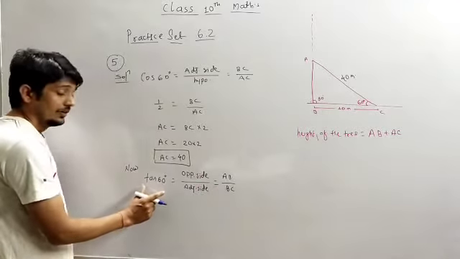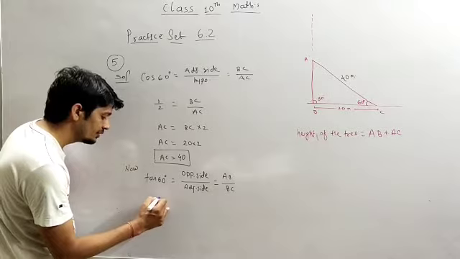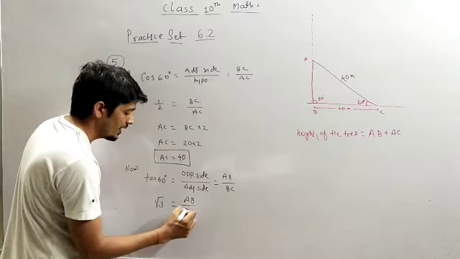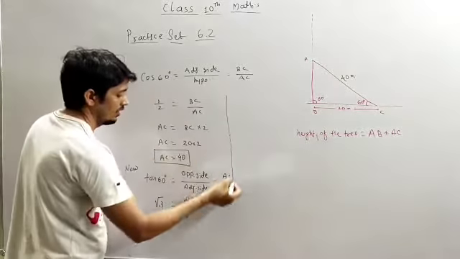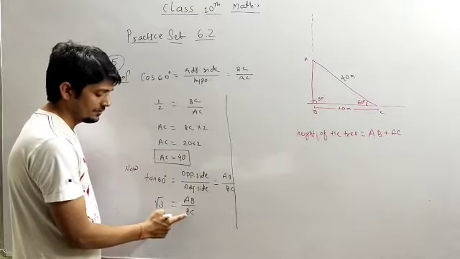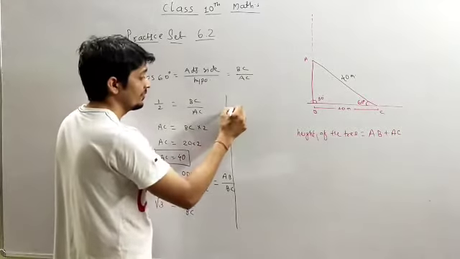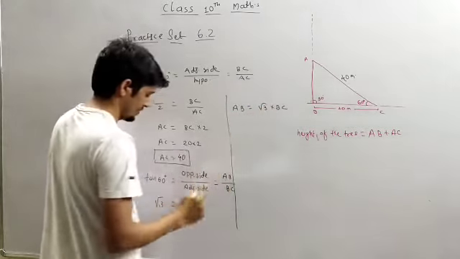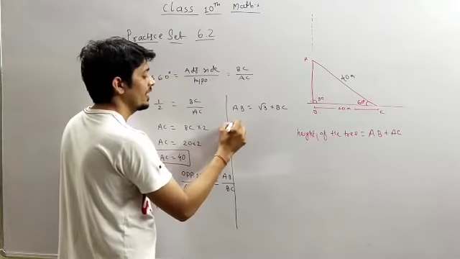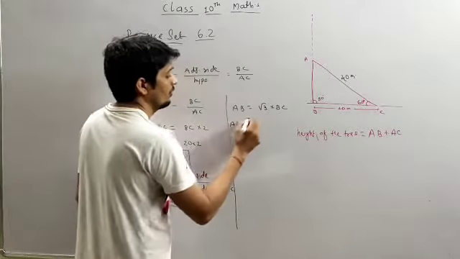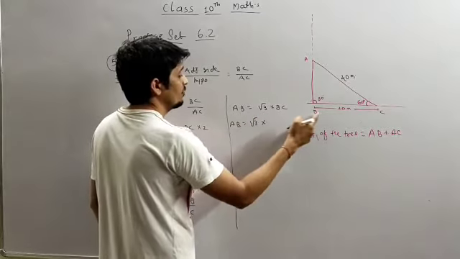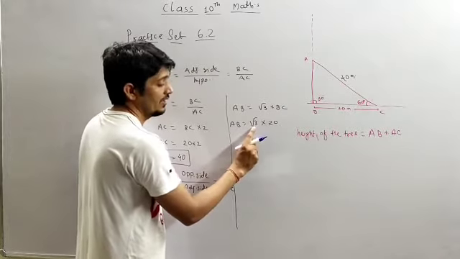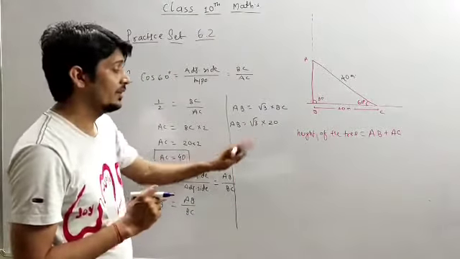So tan 60 degree is root 3. So we have to write root 3 equals to AB divided by BC. So we have to solve this side. So we have to transfer this BC to another side. So what we will get? AB equals to root 3 into BC. So AB equals to root 3 into BC, which is 20. So we have to write 20 now. Now we can put the value of root 3 and we will multiply by 20.